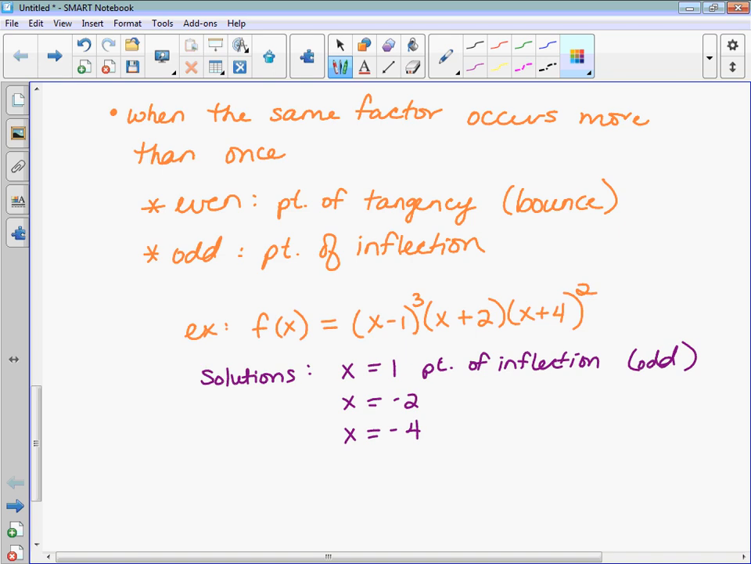All right, now x plus 2. Yes, there is a 1 outside this parenthesis, but is a 1 happening more than once? No, so there's technically no multiplicity on this zero. It just crosses the x-axis, nothing fancy or special. And then this one, x plus 4 squared, what type of multiplicity is that? Even, because the exponent's even. So at that point on your graph, you would have a point of tangency, or a bounce.